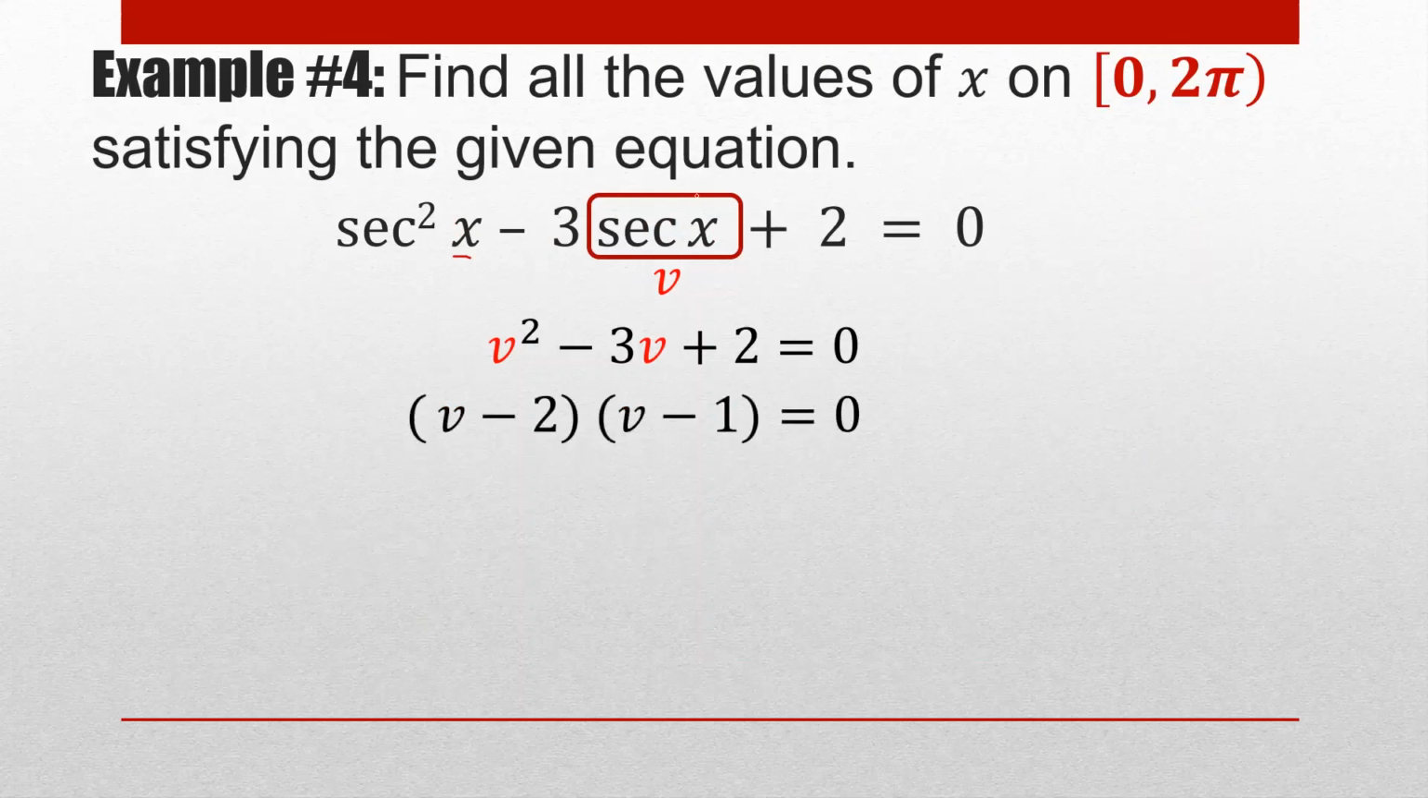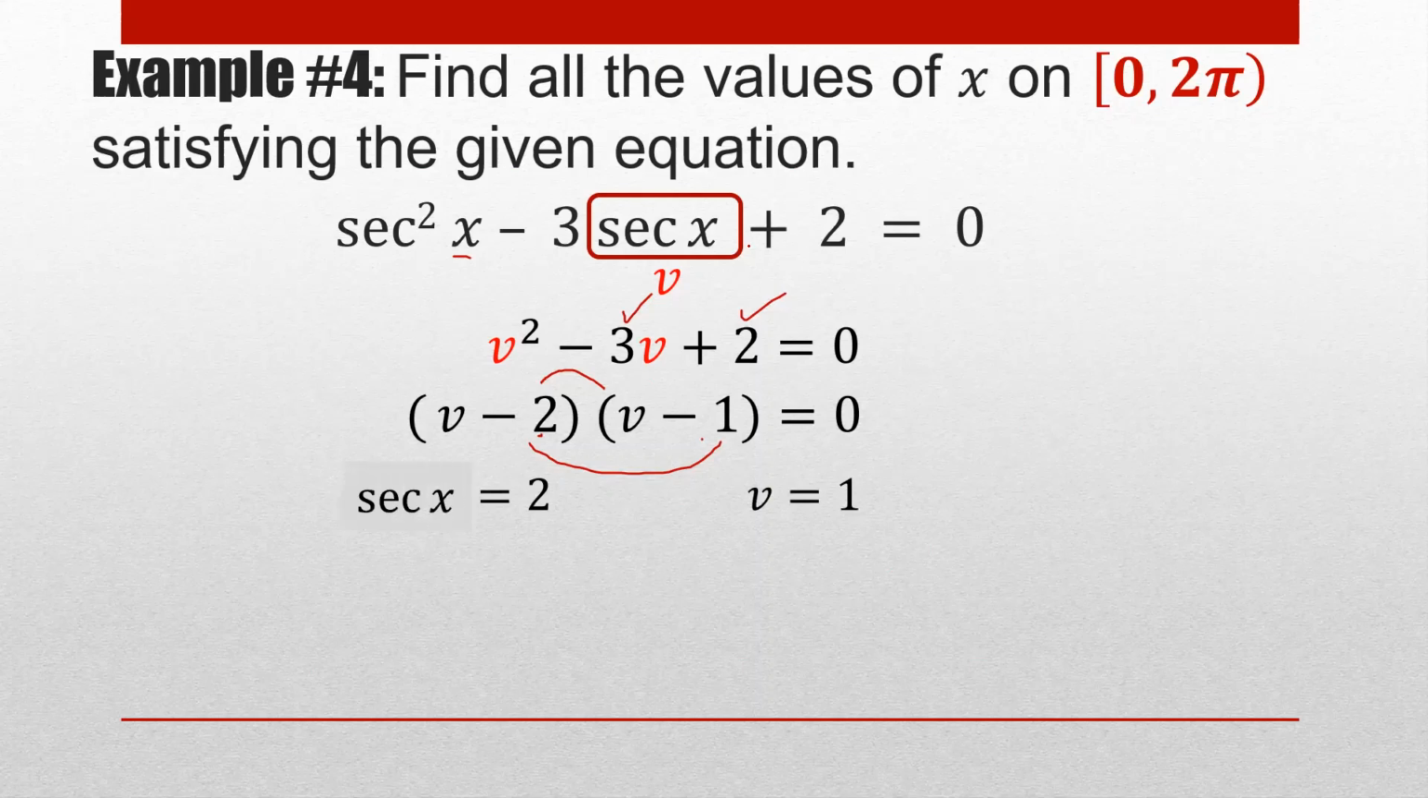Solving for this quadratic function, we have (v - 2)(v - 1). That's why it's very important that you are very skillful in your factoring. Kung medyo na-OC, pwede pong i-counter-check. Dapat negative 2, negative 1, negative 3. Negative 2 times negative 1, positive 2. Medyo na-OC lang and you want to double-check if your factors are correct. So that means v equals 2 or v equals 1.